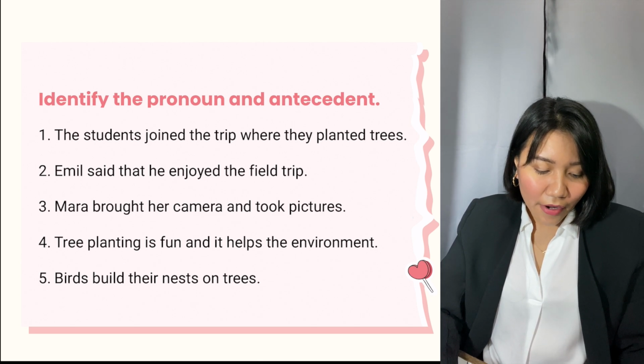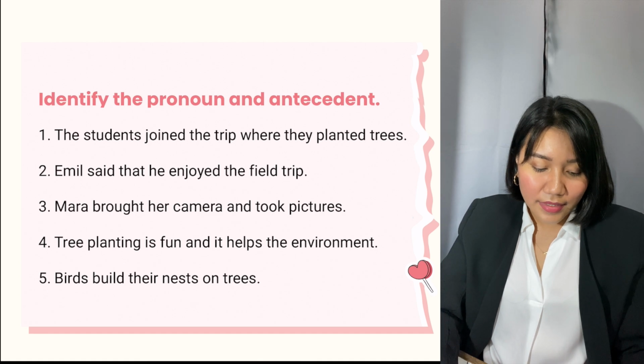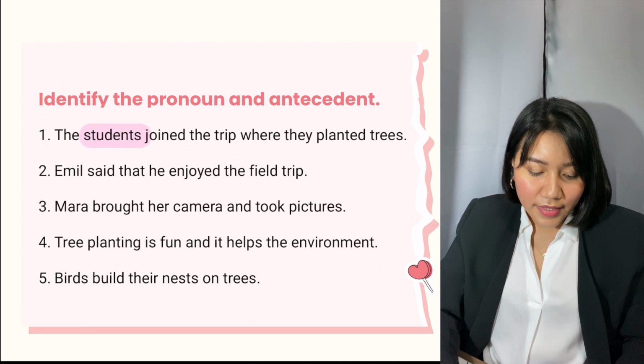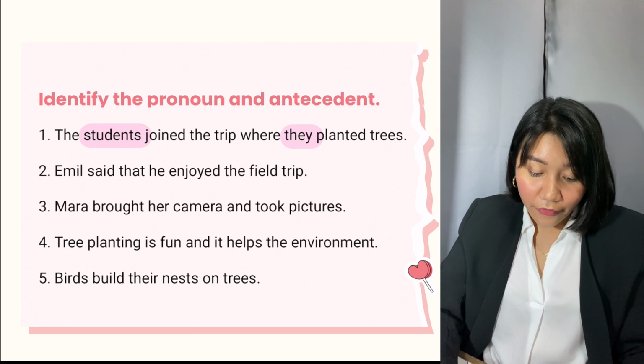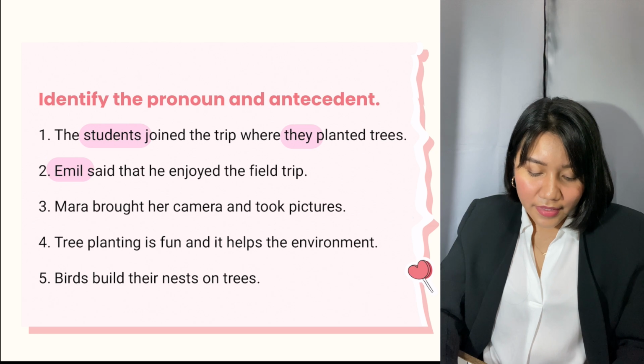Identify pronoun and antecedent in the following sentences. Number 1. The students joined the trip where they planted trees. Students is antecedent of the pronoun they. Number 2. Emil said that he enjoyed the field trip. Emil is antecedent of the pronoun he.